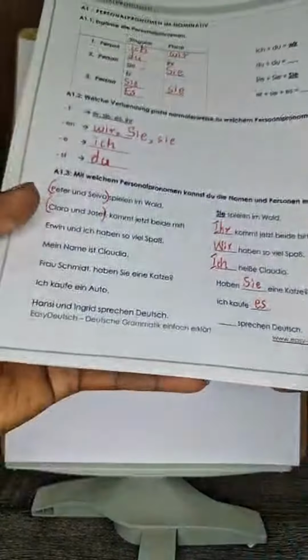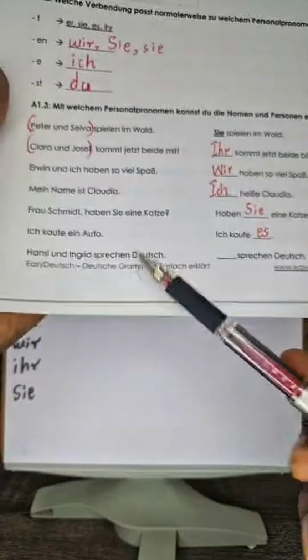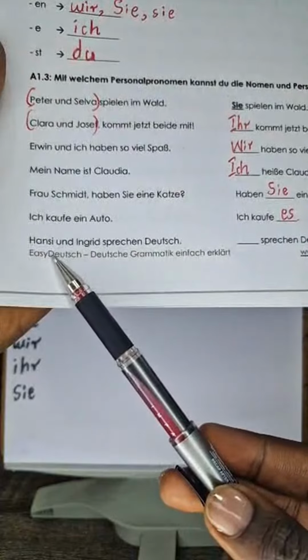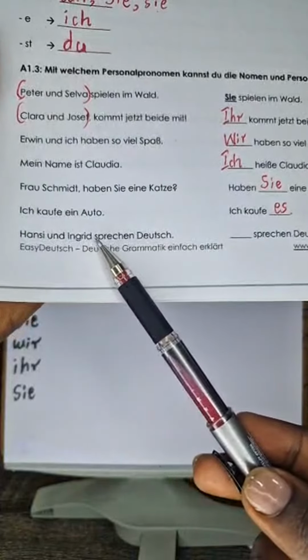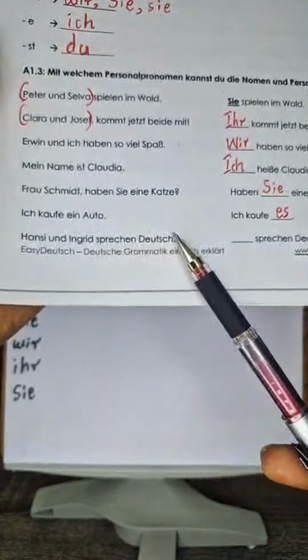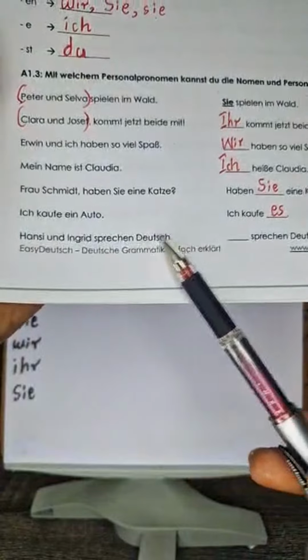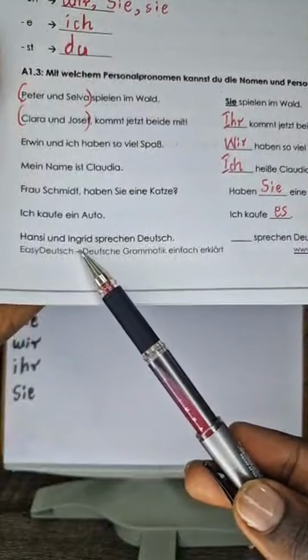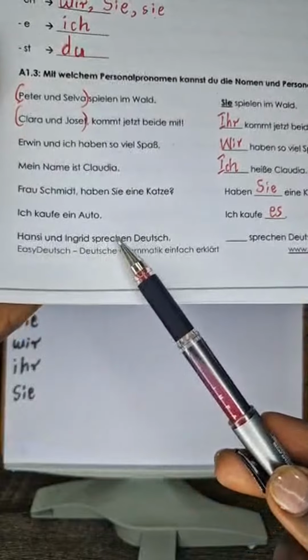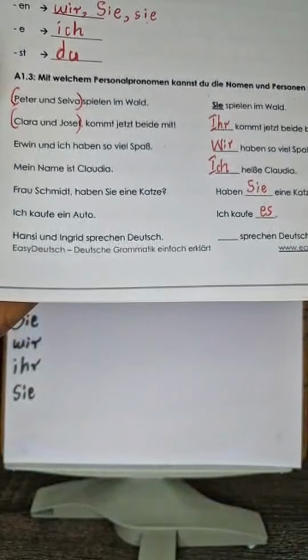All right. Then let's see this other one. This seems to be a bit complicated. Hansi und Ingrid sprechen Deutsch. All right. Look at this. Hansi und Ingrid sprechen Deutsch. Somebody is asking a good question.